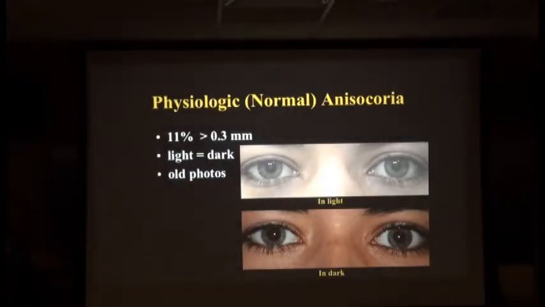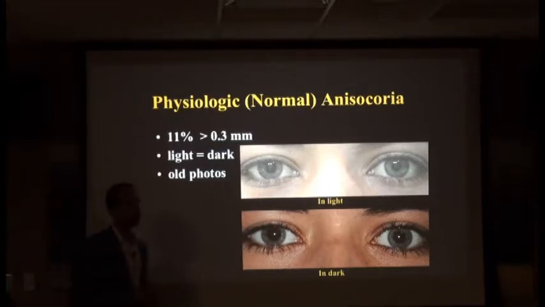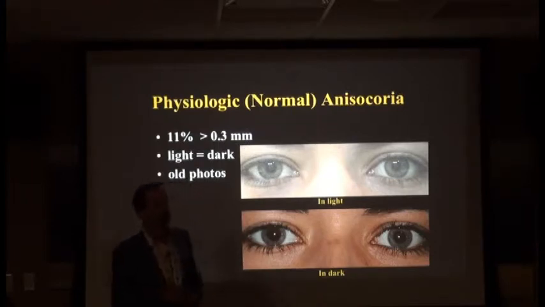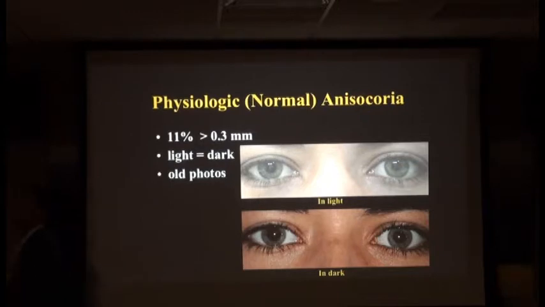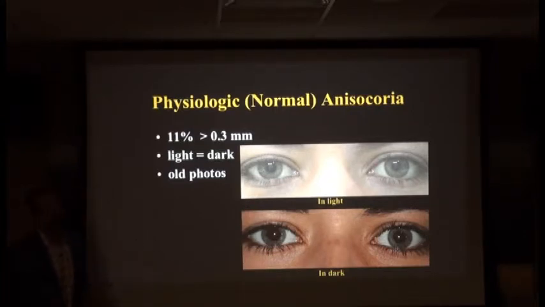Okay, I'm going to switch from APDs to anisocoria. Any questions about APDs? Yes? This might be a silly question, but if they have a prosthesis in one eye... So the question is if they have a prosthesis in one eye, then you can't tell whether there's an APD in the eye that they have.